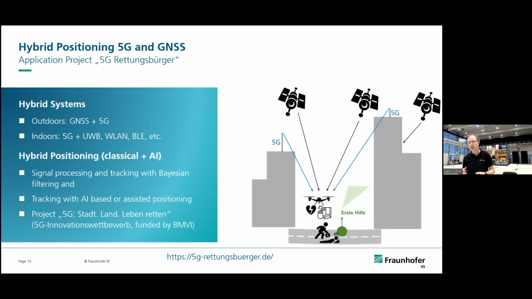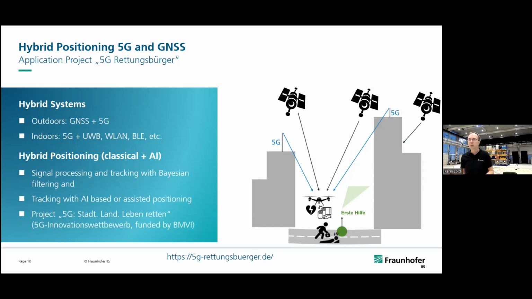So hybrid positioning, in this case, means hybrid systems. We have GNSS, so Galileo and GPS, outdoors that is used for positioning, of course. And we combine it with 5G positioning. You can combine it, of course, with other positioning techniques too. Indoors, there are a lot available. Outdoors, there are much fewer. Only GPS and Galileo at the moment, some LTE, but not very precise.